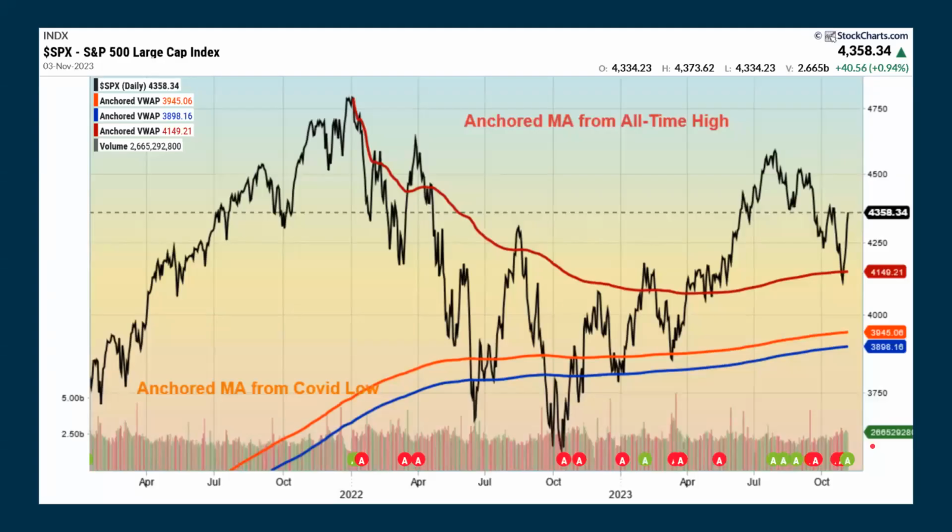Then I did show this earlier in the week because as we were falling a week ago, we started to drop below this anchored moving average going back to the all-time high. Well, we were able to recapture that and we've been moving further away from it. So I stopped using this chart.